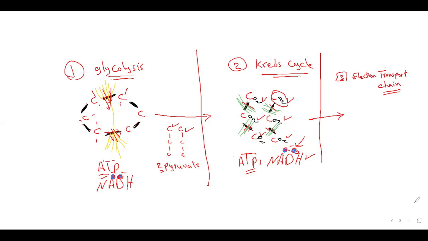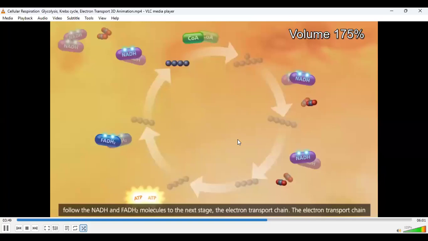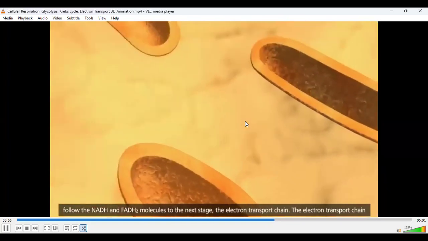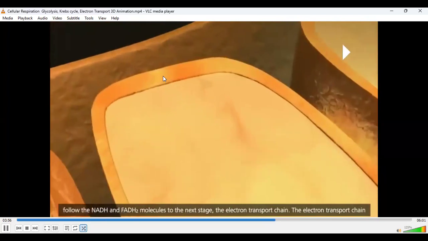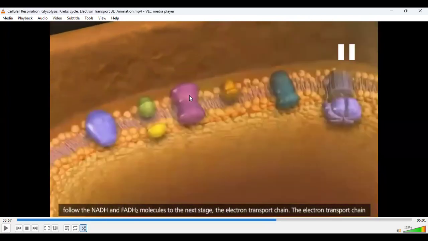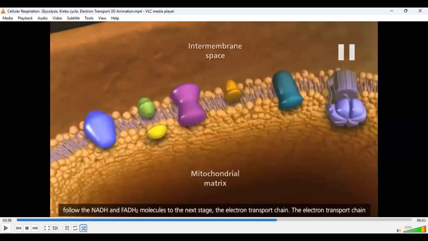How do you make more ATP out of electrons? Let's see. So we have to take the NADH and FADH2 molecules to the next stage, the electron transport chain. So we will go out of the matrix and go into the inner membrane here. Do you see? Have you seen something like this before? Because you skipped the previous session. Look, have you seen something like this before?